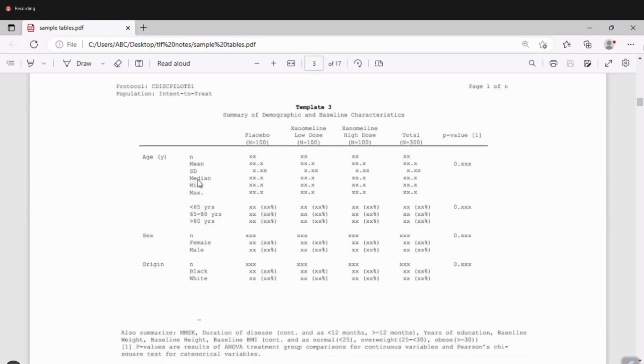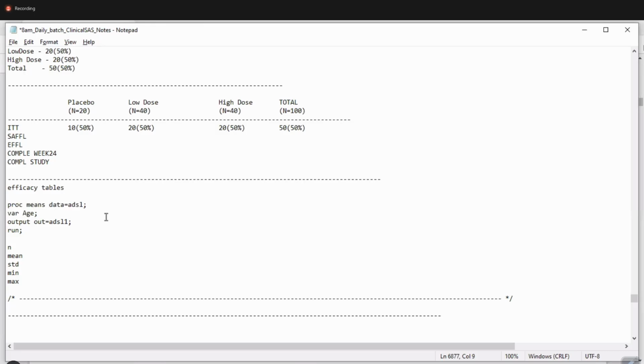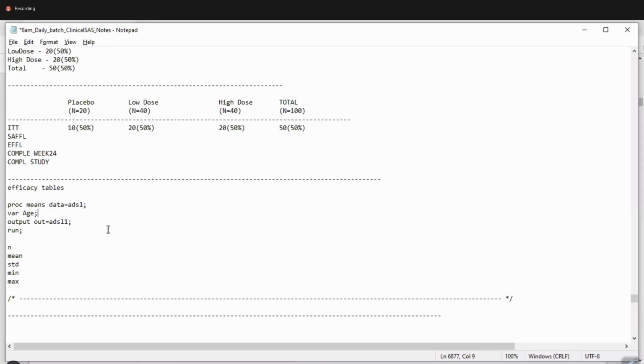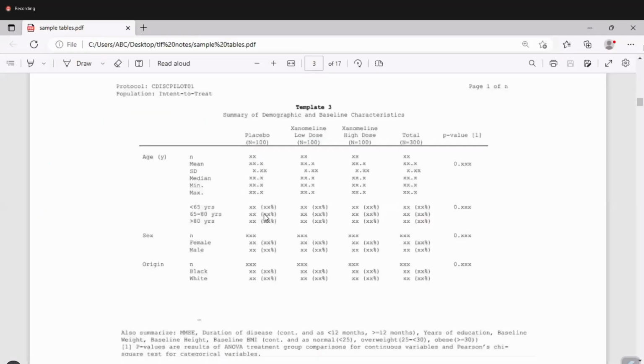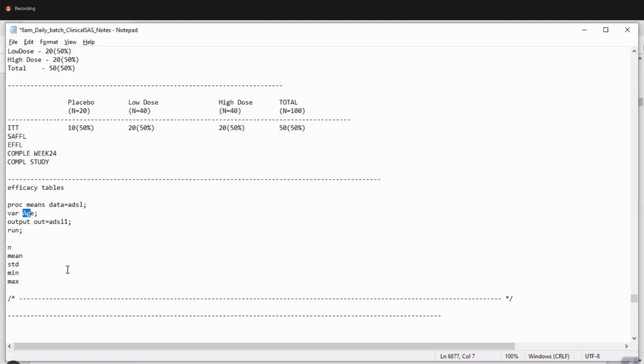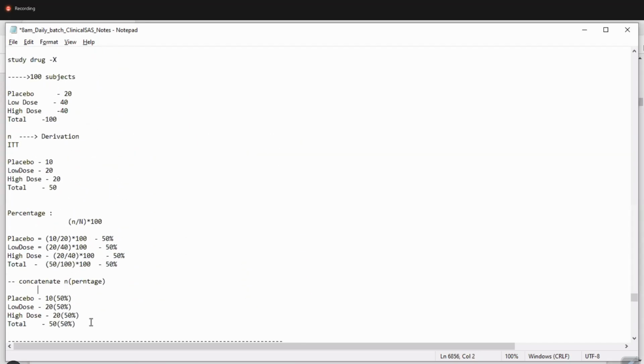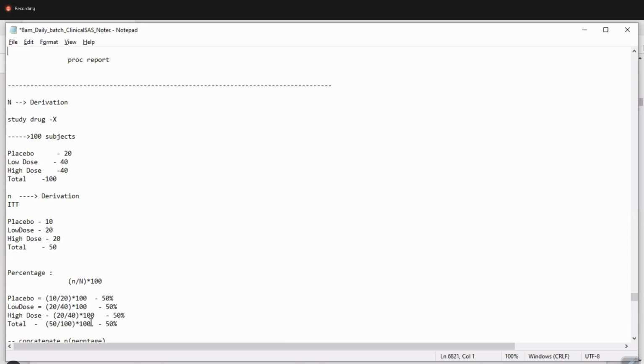So what they want is n, mean, standard deviation, minimum, maximum. These statistics I can derive from proc means, right? Proc means, data set name, variable name, give that age variable, output data set name. Automatically it is giving the statistics for age: mean, standard deviation, minimum, maximum. When you use proc means, you have to represent those values as they are here. Efficacy tables mean these proc means values. In all other safety tables, we just have to derive the percentages. Clear? All the tables work the same way.